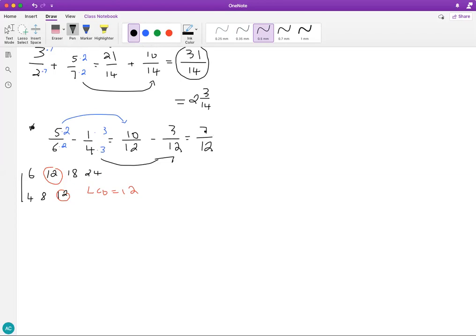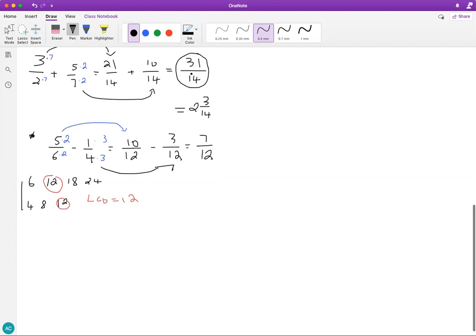What kind of fraction is it? Proper fraction. That's right, it's proper because the top is smaller than the bottom. So we can't write this as a mixed number. We only write improper fractions as mixed numbers.